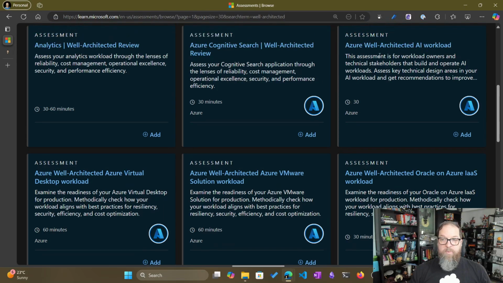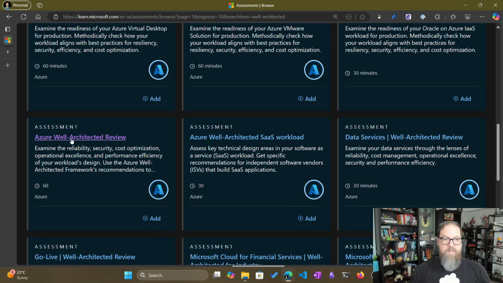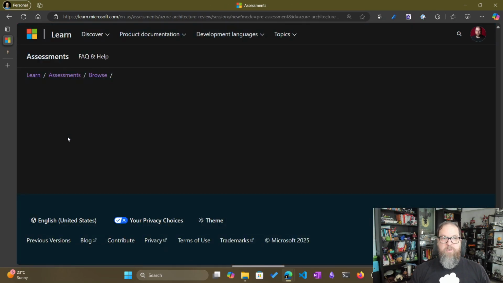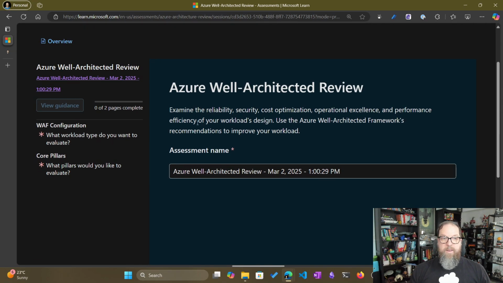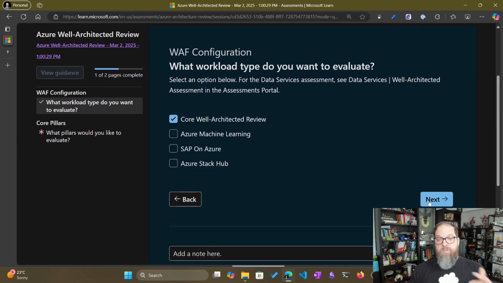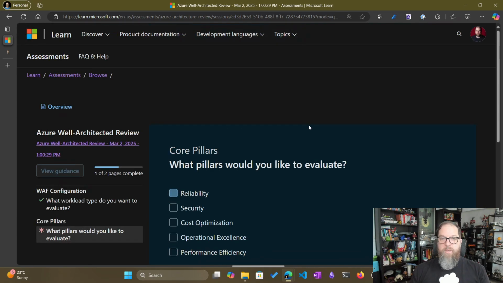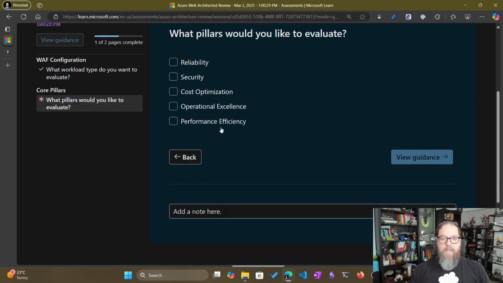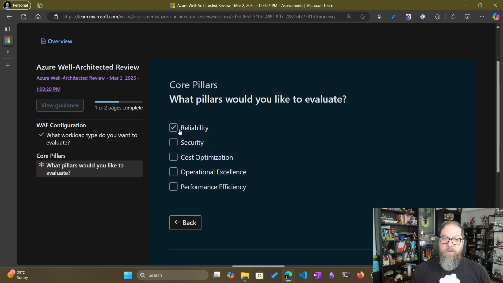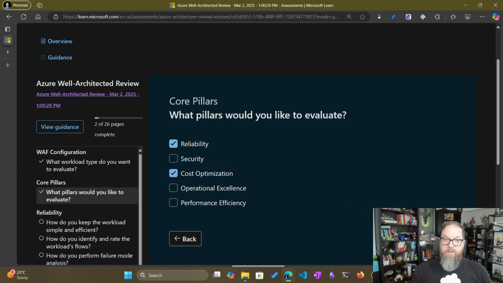There's one for AI workload. There's desktop. But I want us to start with this one, though, just a general well-architected review. Now you can sign in and associate it if you want with your Azure subscription, so that you can actually look at things over time and see how they improve and change. And you noticed here that there are a couple of different options. I'm going to just do the core well-architected review. I'm going to come in here and I can look at different pillars.